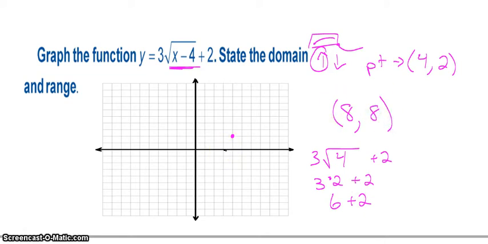And again, I just chose that because I want this to be somewhat nice. I'm already graphing a square root. I want to make sure that I get a value that is nice and integral so that I can plot it on my axis. So I move over 8 and up 8.